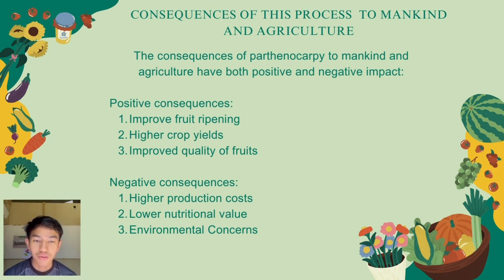result in a delayed fruit ripening process due to the presence of seeds. This is because parthenocarpic fruits do not have seeds, which can speed up the ripening process and improve the overall quality of fruits. Second is higher crop yields. Parthenocarpy can lead to higher crop yields as it eliminates the need for pollination, which can be affected by weather conditions or the absence of pollinators.